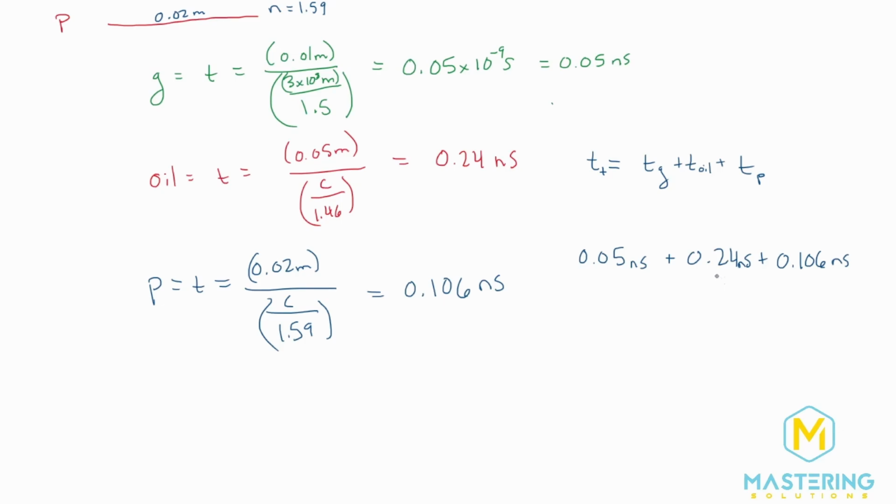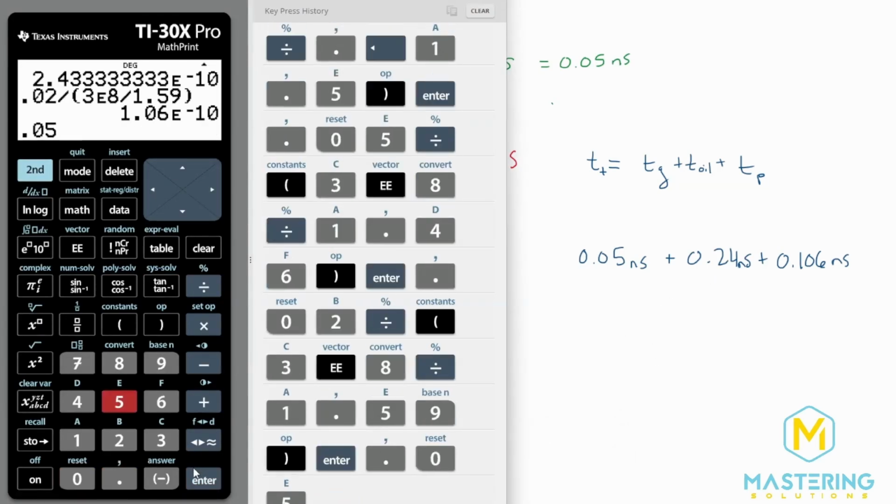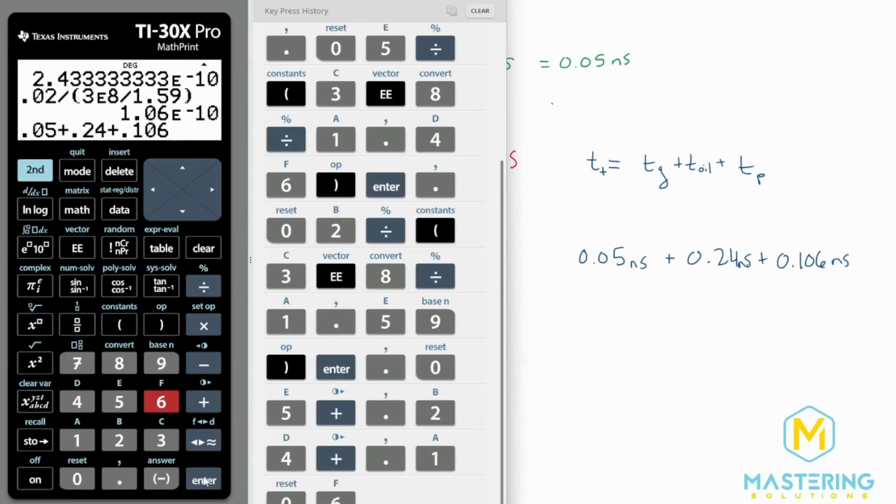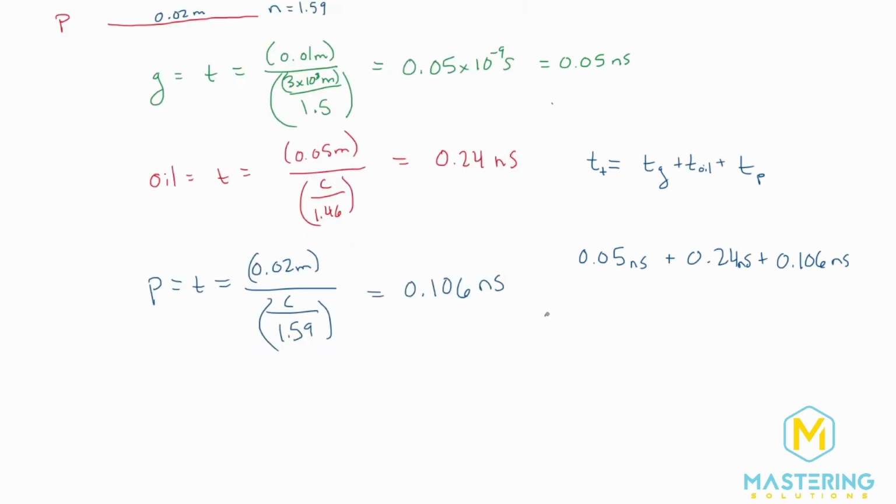And so we kept the units very consistent so that when we go to add them up, we're not having to worry about the scientific notation and keeping them all the same. So we have 0.05 plus 0.24 plus 0.106. That gives us 0.396. So we could round that. So we have the total time, T total, is equal to 0.40 nanoseconds.